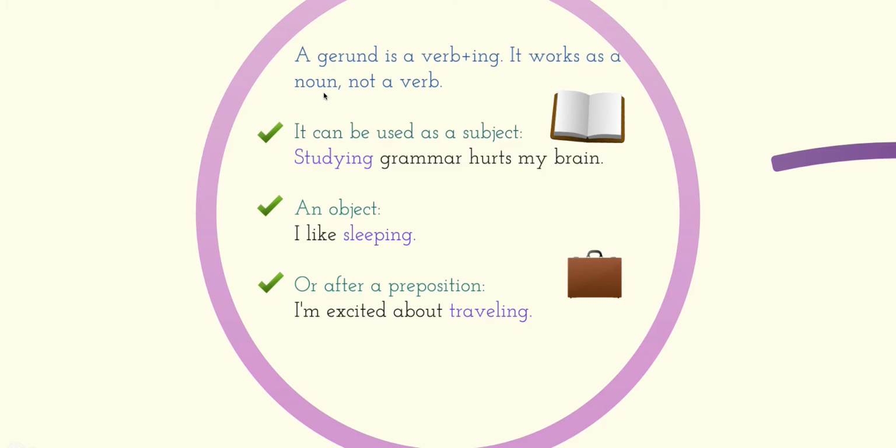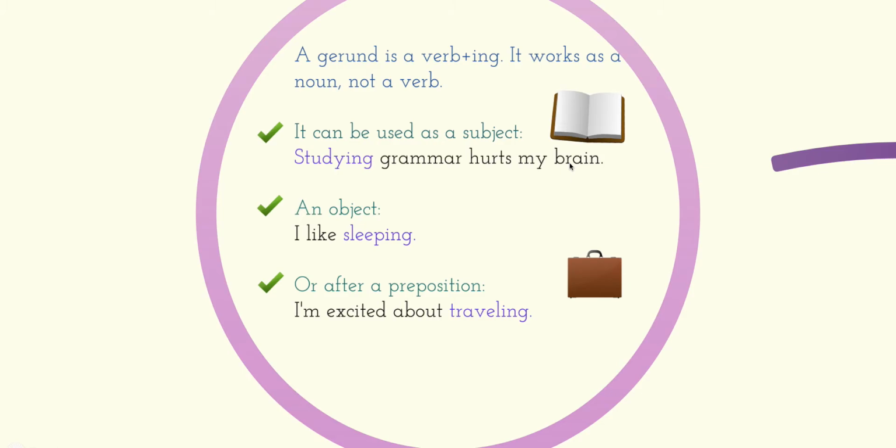Okay, so let's continue. The first use. Nata, can you please help me reading the first one? It can be used as a subject. Studying grammar hurts my brain. Yeah. So a gerund can be used as a subject, as I was telling you, because it's a noun. So in that case, you are going to find it at the beginning of the sentence, like in this example, and then you are going to have the complement. So studying grammar hurts my brain.